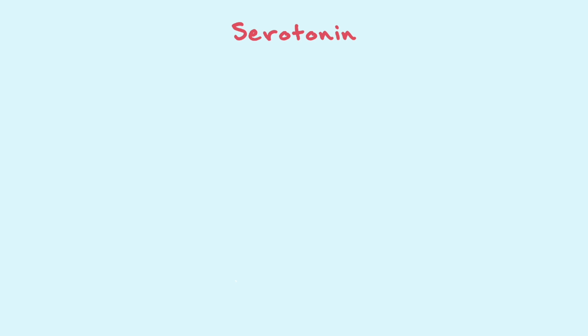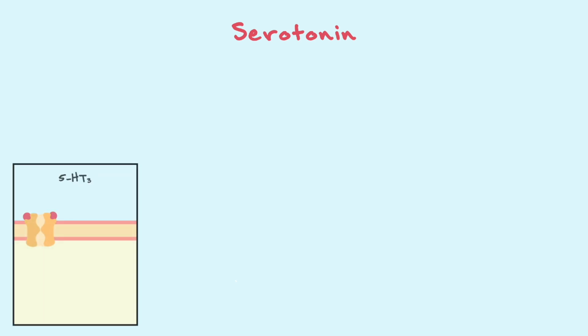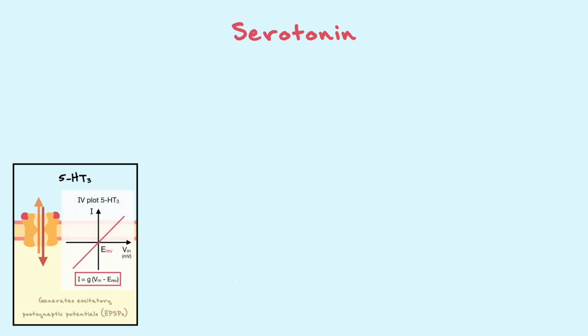Out of all the biogenic amines, serotonin is the only one known to activate an ionotropic receptor, named 5-HT3. This type of ionotropic receptor is very similar to acetylcholine receptors in the sense that it is a pentamer and that, upon opening, it is permeable to cations. Hence, this receptor has a reversal potential near 0 mV and causes excitatory postsynaptic potentials, or in other words, depolarizations.